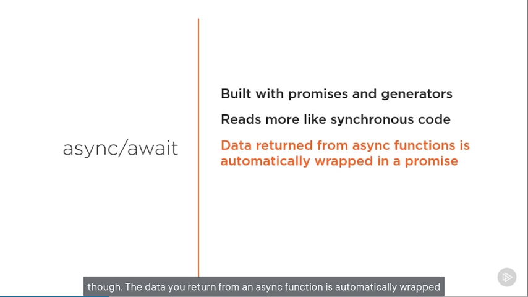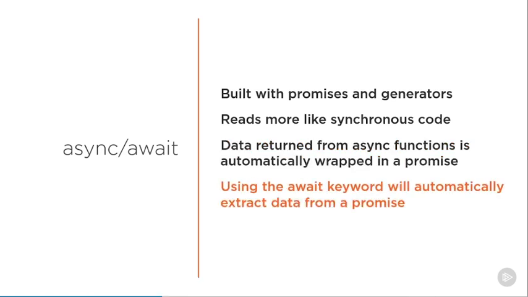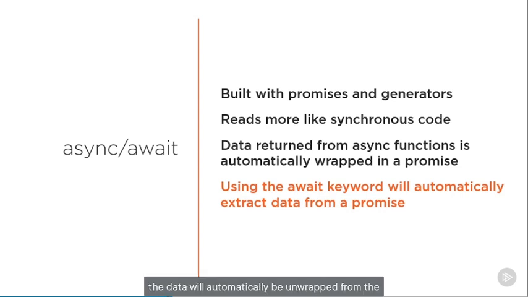Promises are still being used, though. The data you return from an async function is automatically wrapped in a promise, and the calling code can process that promise using the methods I showed you earlier in this module. Applying the await keyword to a function that returns a promise will pause the function while it waits for the promise to be resolved. Once it is resolved, the data will automatically be unwrapped from the promise and assigned to a variable. Let's take a look at the syntax to do this.